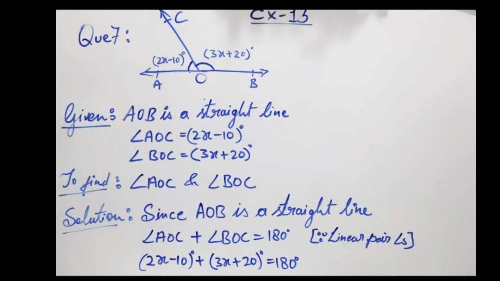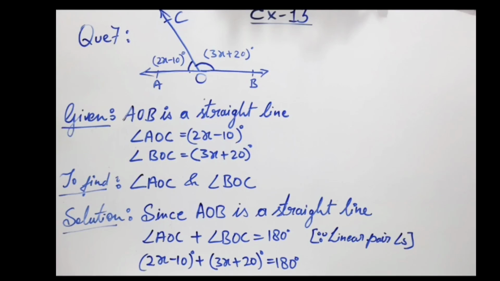Okay. So first we will write whatever is given in the question, that AOB is a straight line. Then angle AOC is given, 2x minus 10 degree, and angle BOC is 3x plus 20 degree. And what we need to find? To find angle AOC and angle BOC. And one more thing, I forgot to write here, we need to find x also. So you will write here x. Now we will start solving.